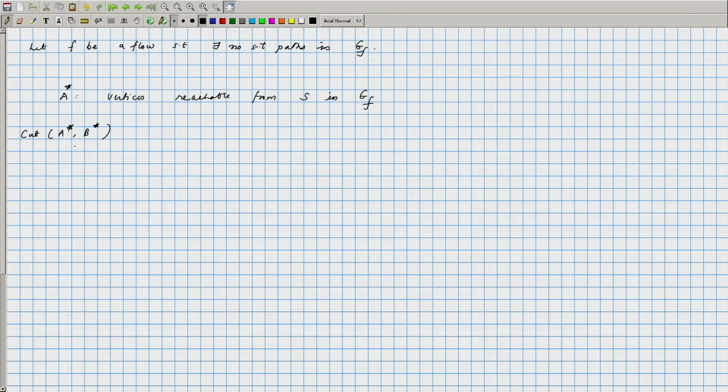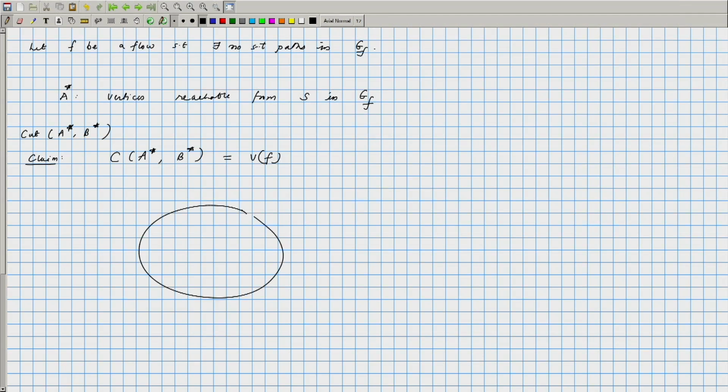So, cut A star B star is defined in the following way: vertices reachable from S in GF form A star, and the vertices not reachable from S, the remaining vertices, form B star. Okay. Our claim is that the capacity of this cut A star B star is equal to the value of the flow. Okay. How do we prove this?